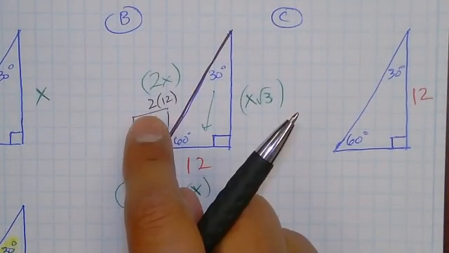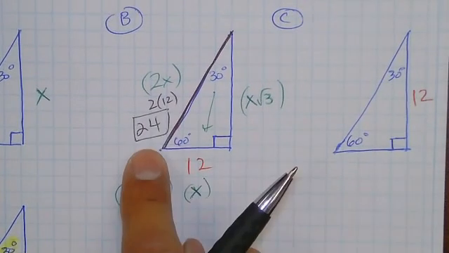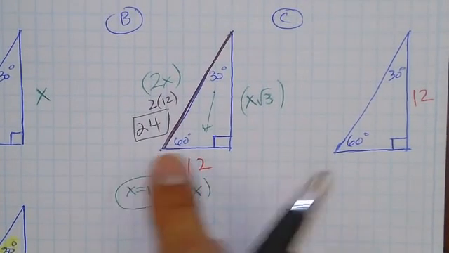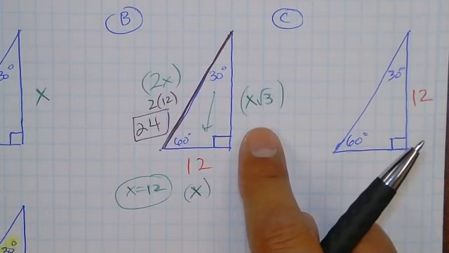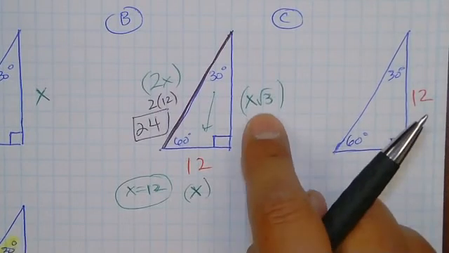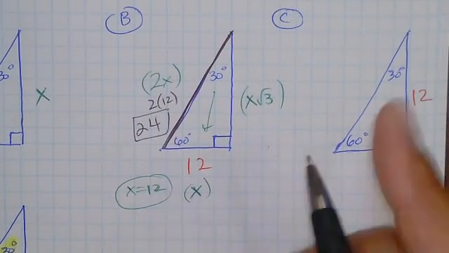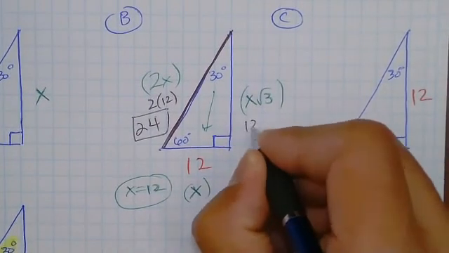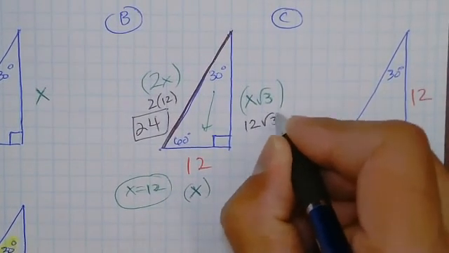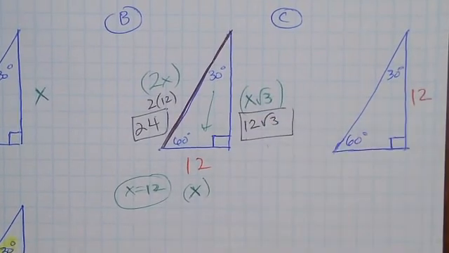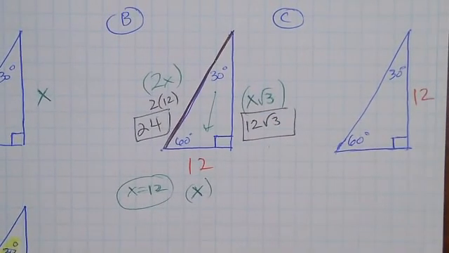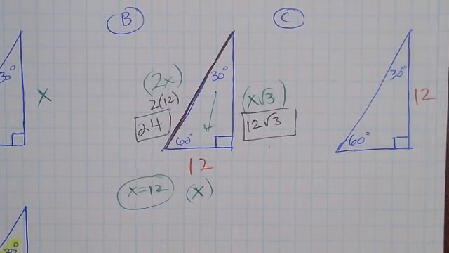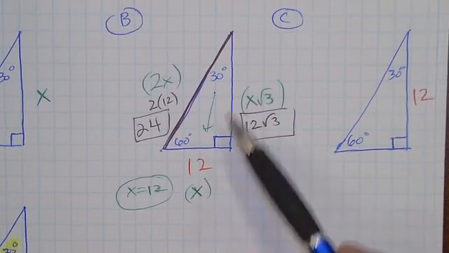See, when you have your x, it's going to be easy to double it, right? Multiply by 2. If x is 12, this one's twice of it, 24. And what's this one going to be? Well, the value of x times root 3. Remember, x is what? 12. So the measure for this side is 12 root 3. Yeah? That's it. Well, this one was easy.